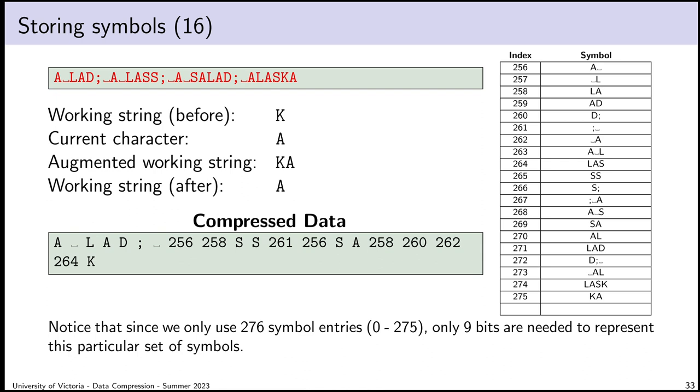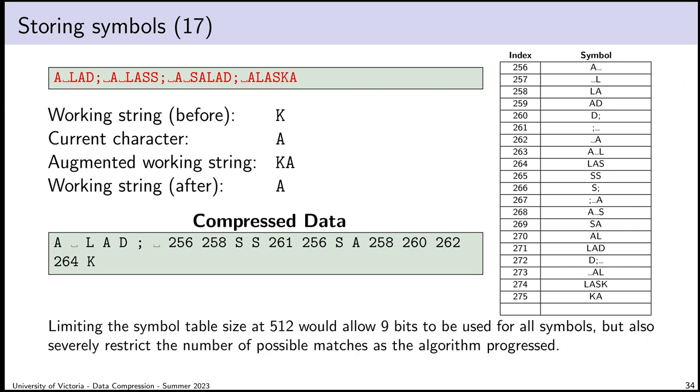In this case, as I said, you only need 9 bits to represent this particular set of symbols for this particular input. But on the other hand, if I cap my symbol table size at 2 to the 9 for every input, then I'm going to be in some trouble, because if I only have 256 possible symbols to work with in my symbol table, and I'm encoding gigabytes of data, well, 256 possible symbols doesn't give me very many options. So I can't just limit the symbol table size to 512 and expect that I'm going to get good results. I need to split the difference somehow.